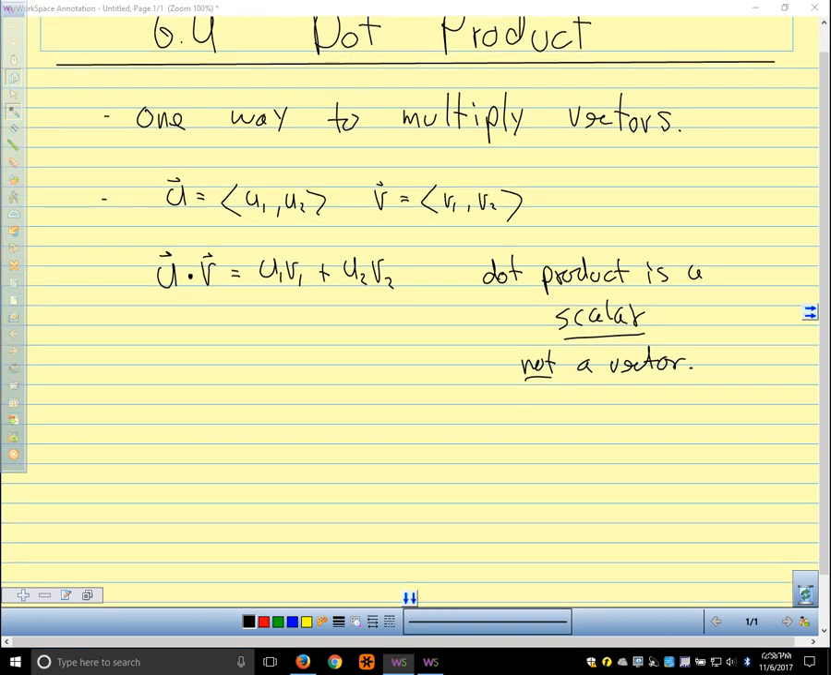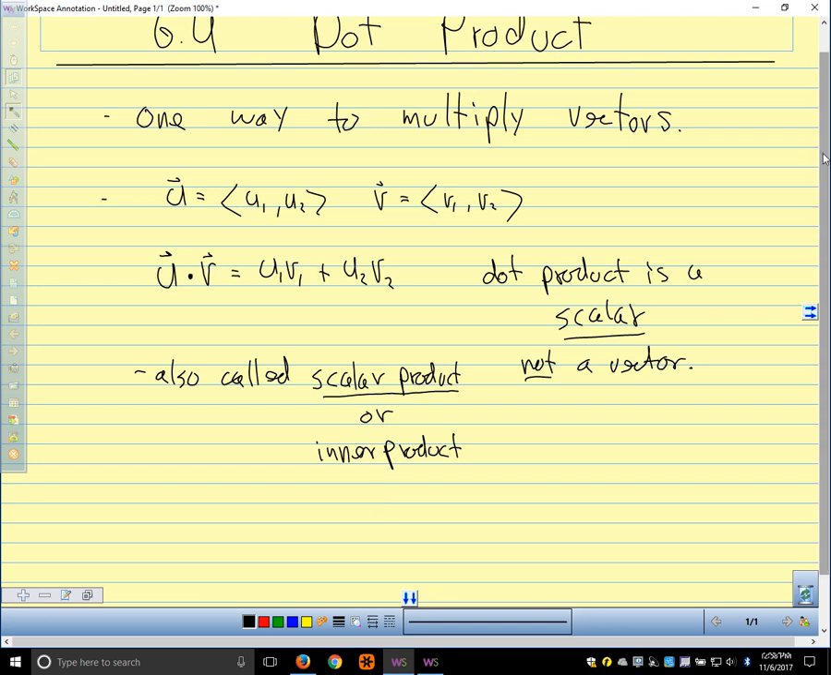And in fact, another name for the dot product is the scalar product. And you can also, vectors can be represented as matrices, and in that situation, you'll hear it called sometimes the inner product. But the scalar product reminds us that it's a scalar.